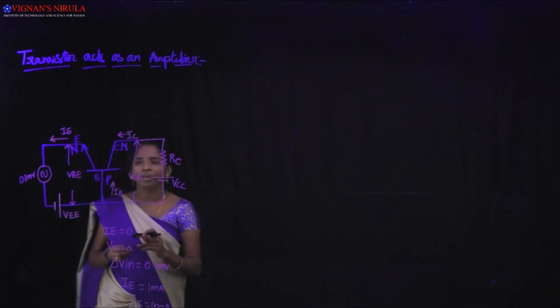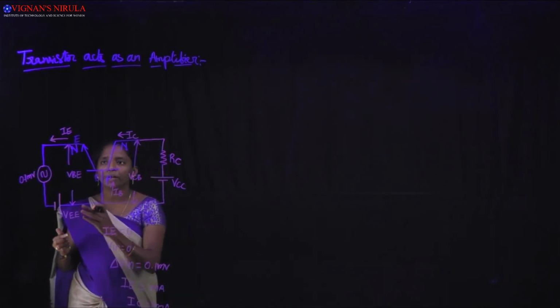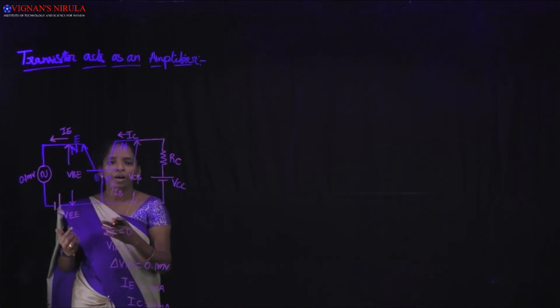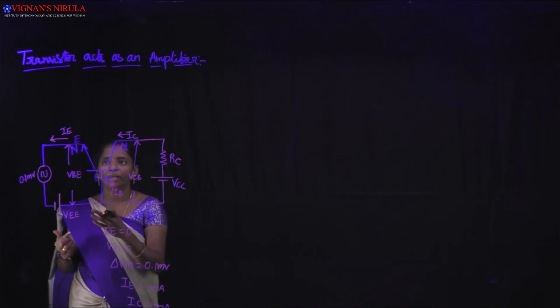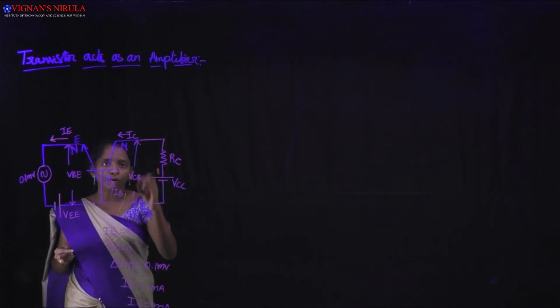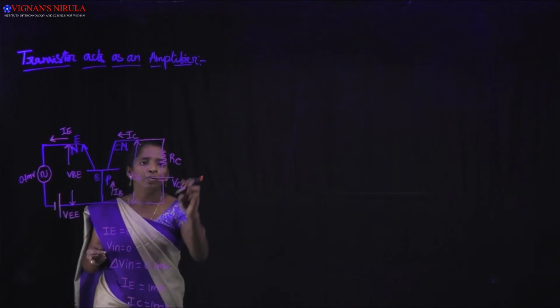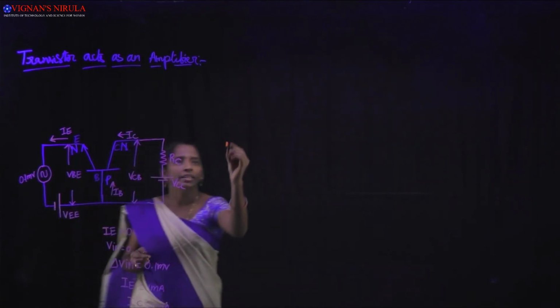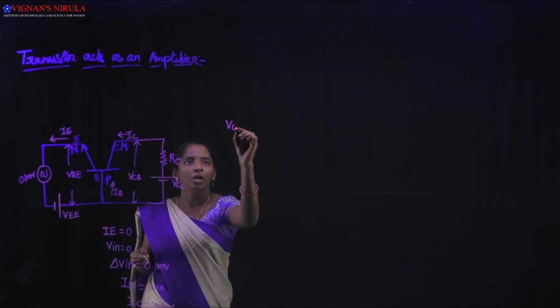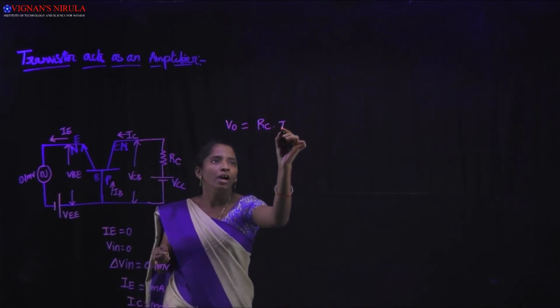Here the function of the transistor is: if you give a voltage at the input signal, the corresponding voltage creates a small change in the input current. This small change in the input current creates a large change in the output current, and the corresponding current produces the output signal. Here we take the output voltage across the load resistor, that is V0 equal to RC into IC.